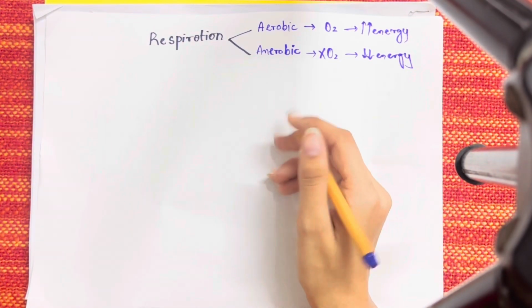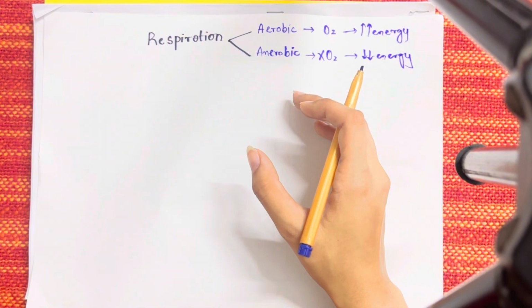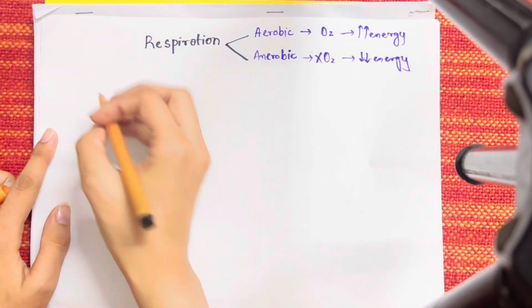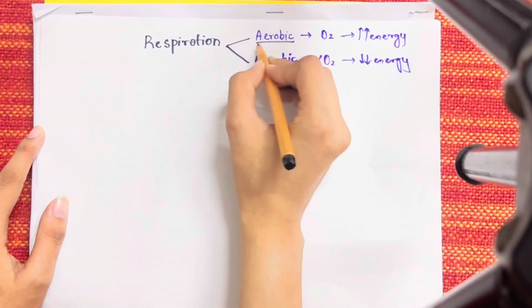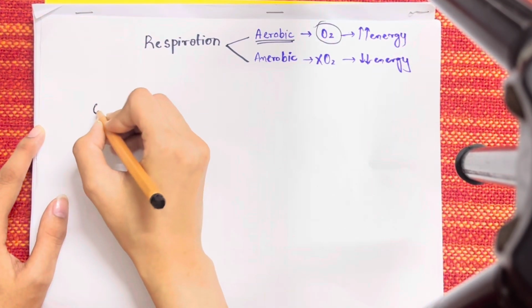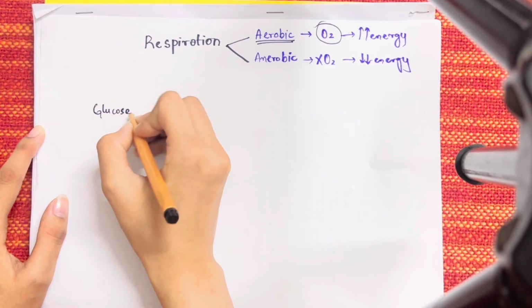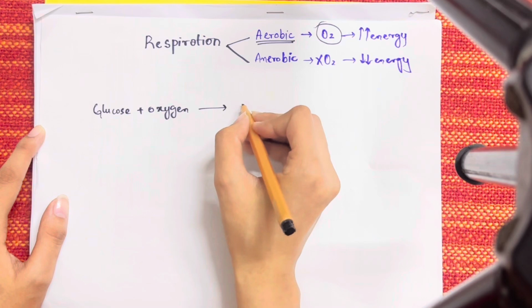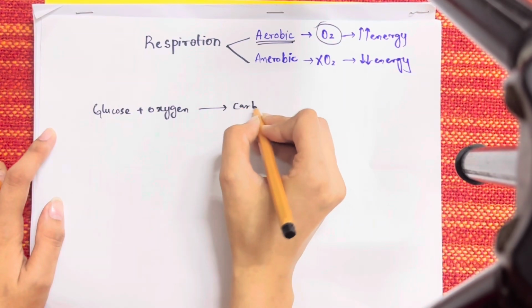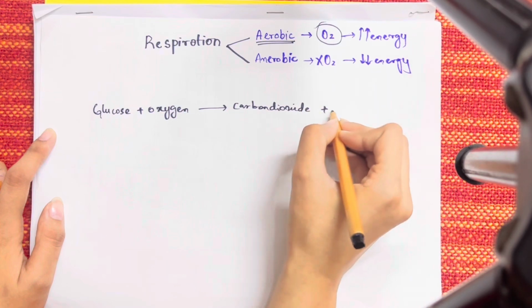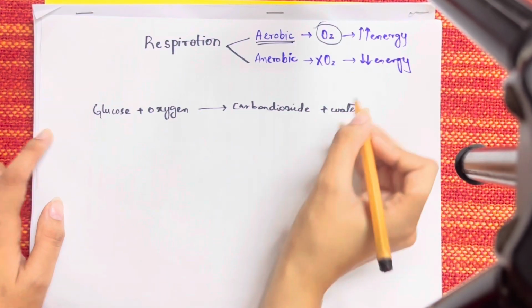Let's take a look at the example of aerobic respiration as it is included in your syllabus. Whenever there is aerobic respiration, it always involves oxygen. So whenever glucose is combined with oxygen, as it is aerobic respiration, it gives us carbon dioxide and of course a water molecule. So let's make an equation from this.